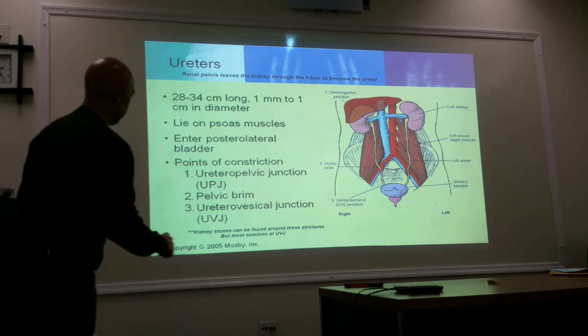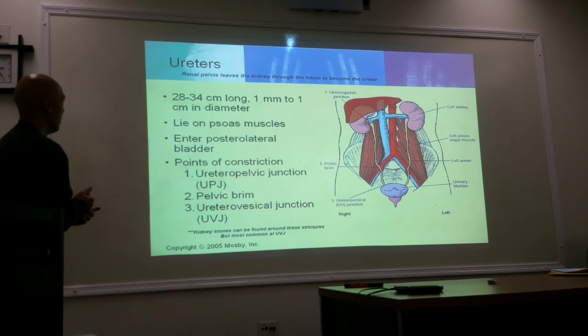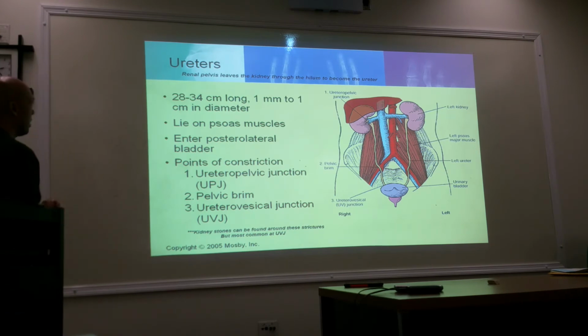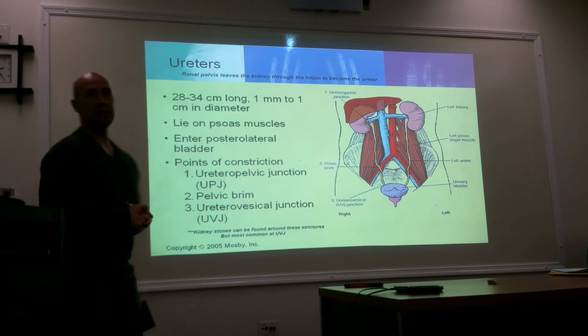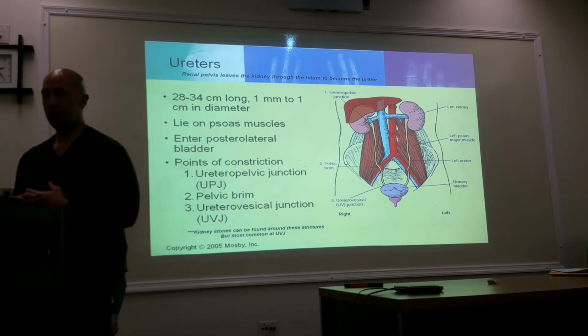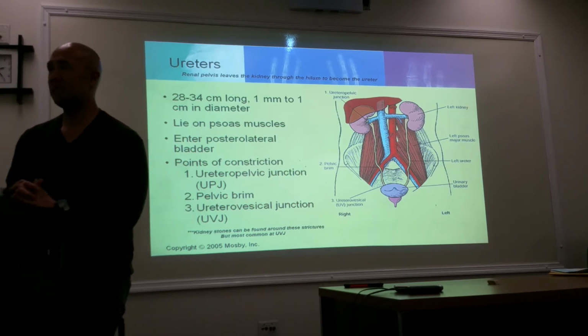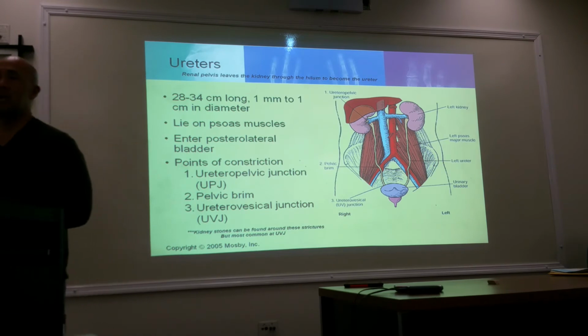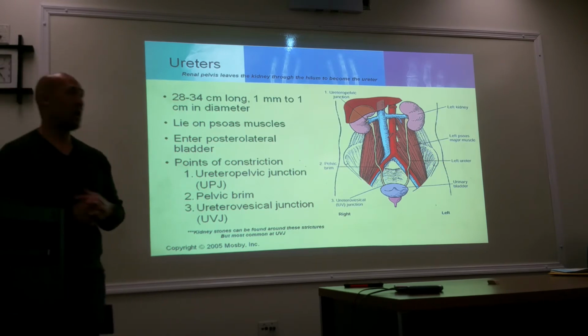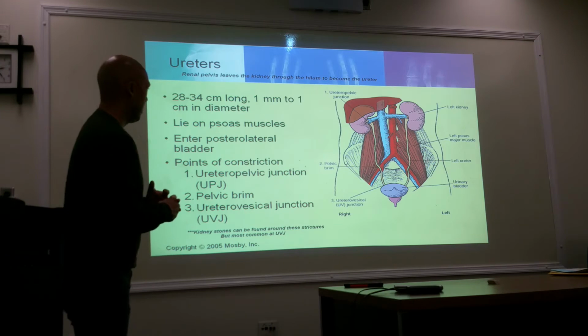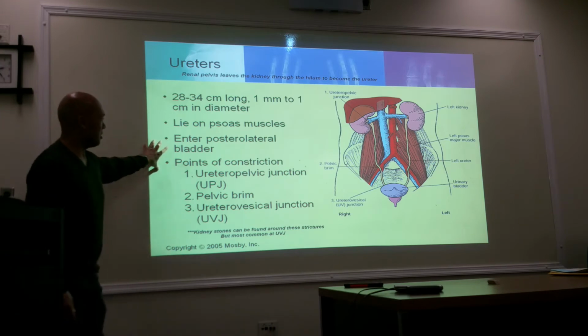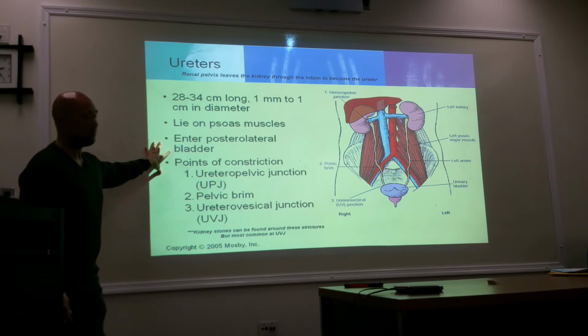The ureters. The ureters are anywhere between 28 to 34 centimeters in length, 1 millimeter to 1 centimeter in diameter, and they sit right on top of the psoas muscles. Remember what we said earlier, the ureters are going to enter the posterolateral area or section of the bladder.